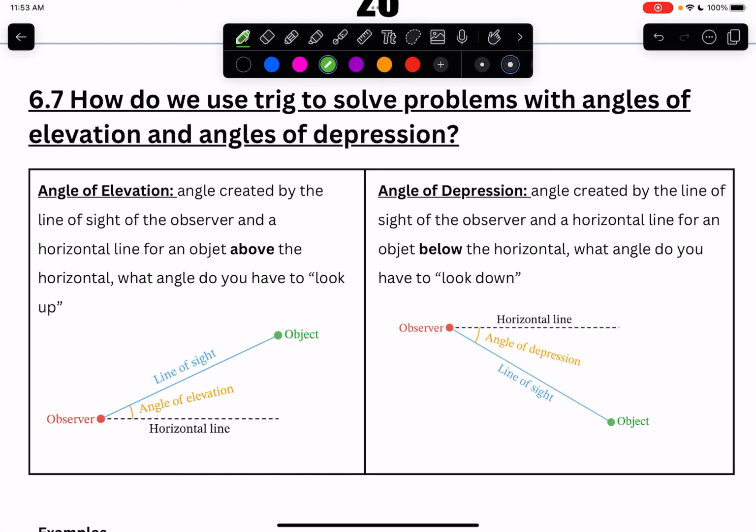In this lesson, there's an added layer to the word problems that we were working on yesterday. So here we're going to be talking about angle of elevation and angle of depression.